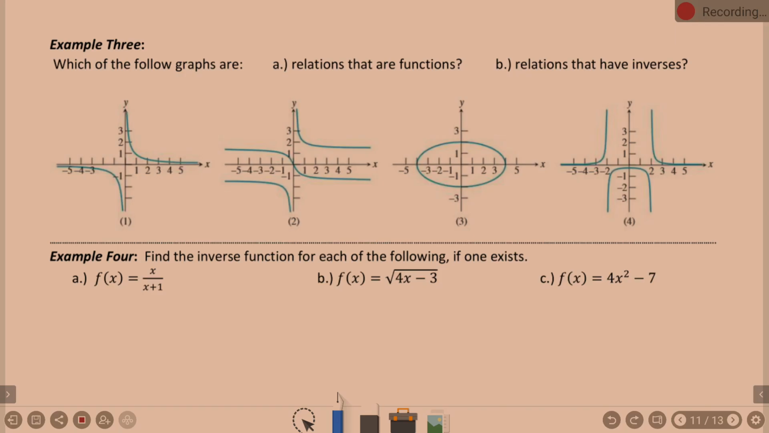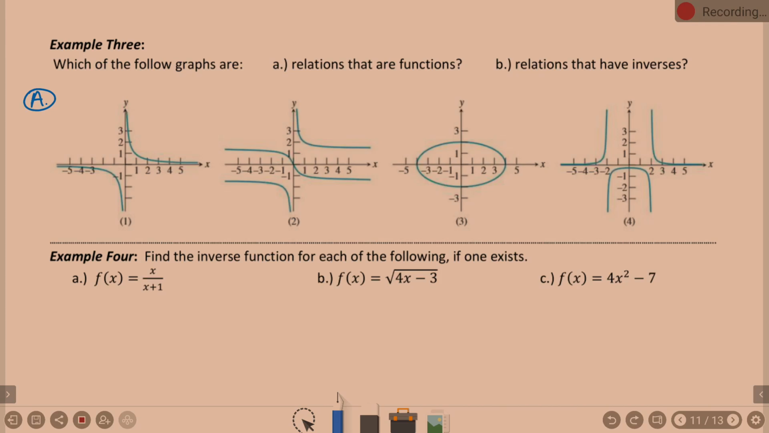Okay, fun part. Which of the following graphs... And there's two questions. We're going to answer A and B for every graph. Which of the following graphs: A, is the relation a function, and B, does the relation have an inverse? So on each question, I'm going to answer A and B.